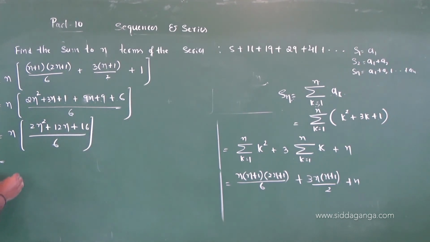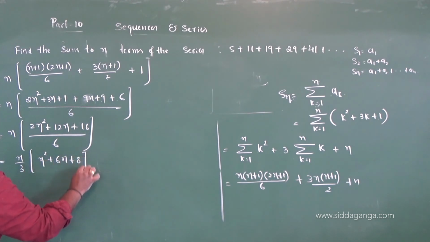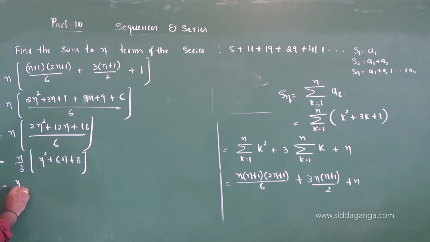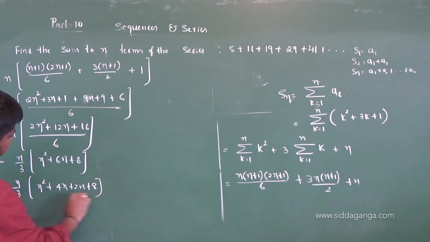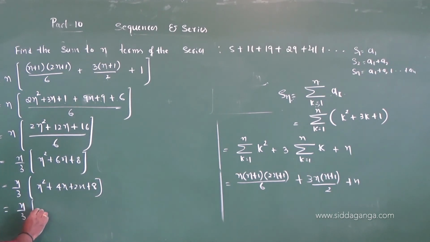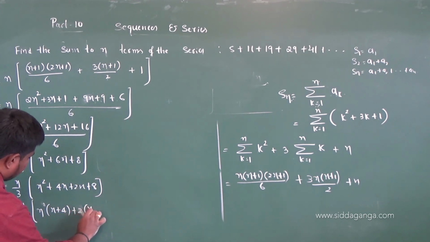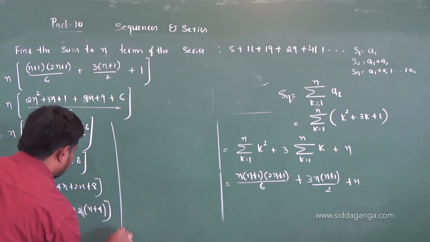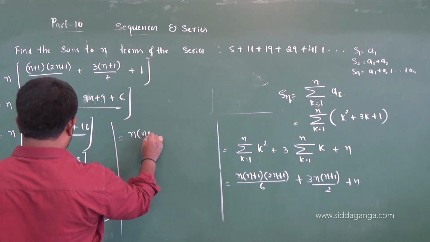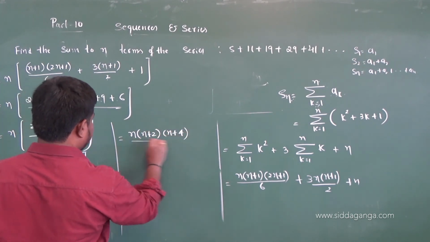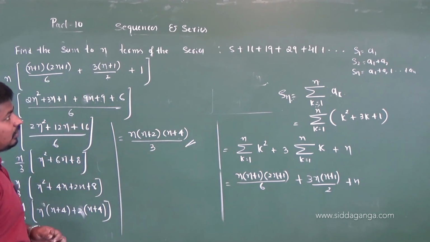Let me divide by 2, so n by 3, the 2 taken outside and cancelled. What is remained? n square plus 6n plus 8, right? So, you get n by 3 into n square plus 4n plus 2n plus 8. You get n by 3 into n into n plus 4 plus 2 into n plus 4. So, you get the required answer as n into n plus 2 into n plus 4 by 3, the required answer of this series.